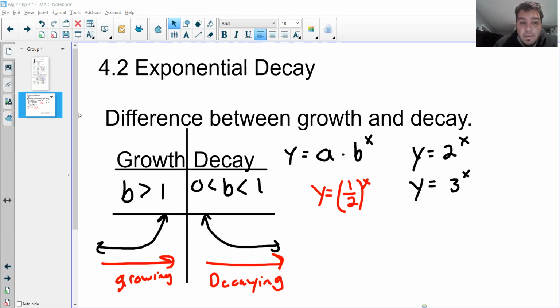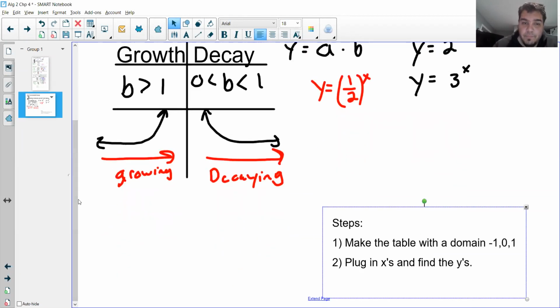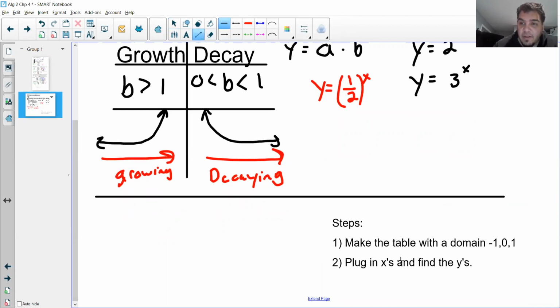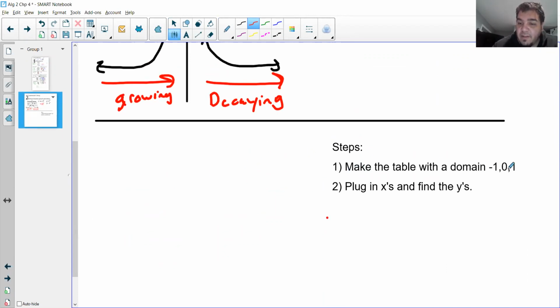All right. So let's go to a problem. Now, if you missed yesterday's lesson, these are the steps from yesterday's lesson, literally the same as written. So if you have them written already, you don't really need to write them again. But if you want to write them again for your next section, that's fine. The steps: make a table with domain -1, 0, 1, and plug in the x's to find the y's.